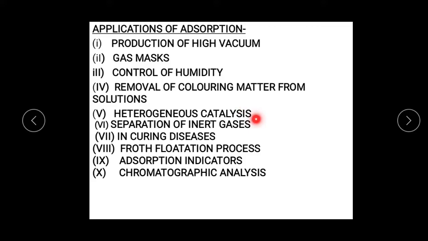Separation of inert gases. Difference in degree of adsorption of gases by charcoal helps in separation of noble gases by adsorption on coconut charcoal at different temperatures. Actually, when we are separating the inert gases, we have to remember that difference in degree of adsorption of gases by charcoal helps to do so. Then in curing diseases, many drugs can kill germs by getting adsorbed on them.